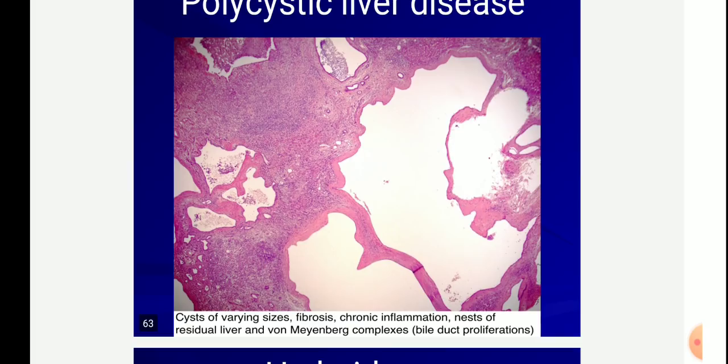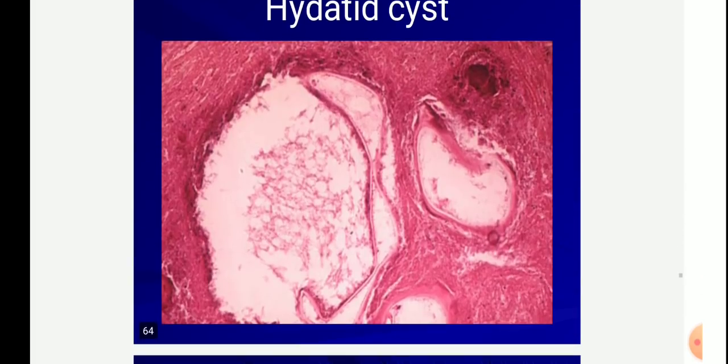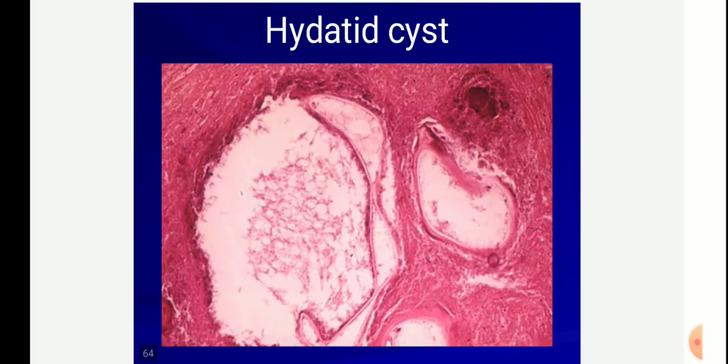Polycystic liver disease picture here: cysts of varying sizes, fibrosis, chronic inflammation, nests of residual liver. The hydatid cyst, usually on cytology, presents as a laminated eosinophilic substance, glassy laminated structures that you can visualize commonly in hydatid cyst cytology, if you don't miss the scolices.